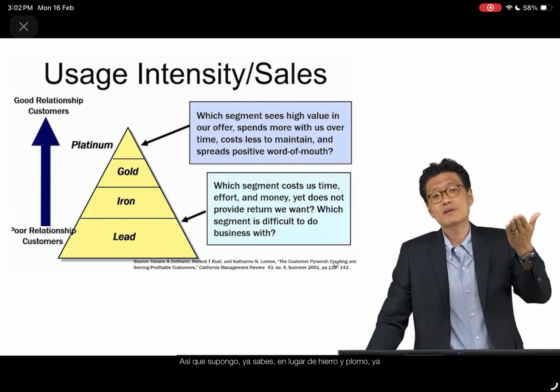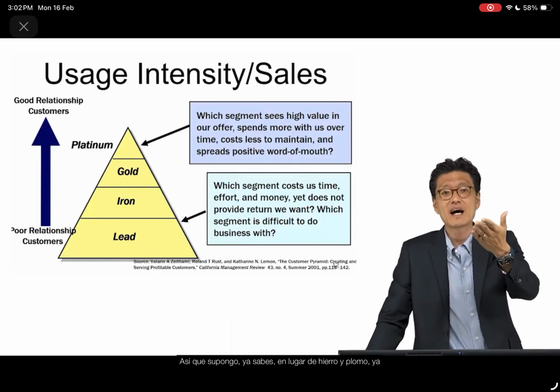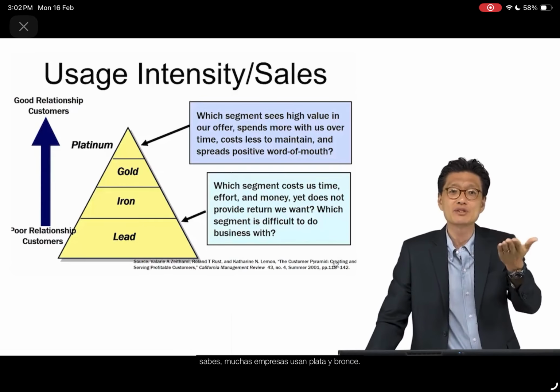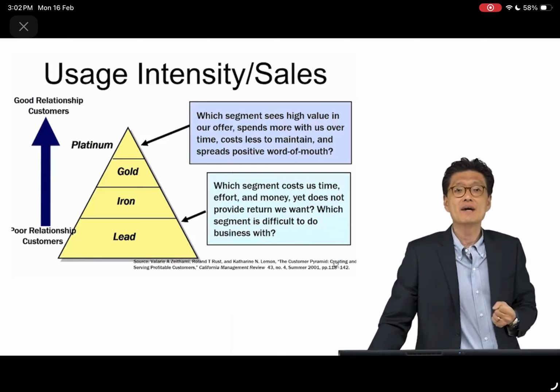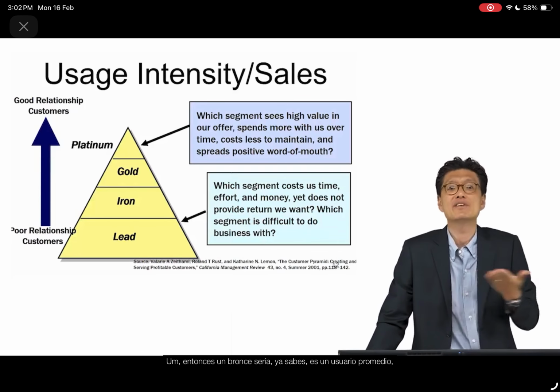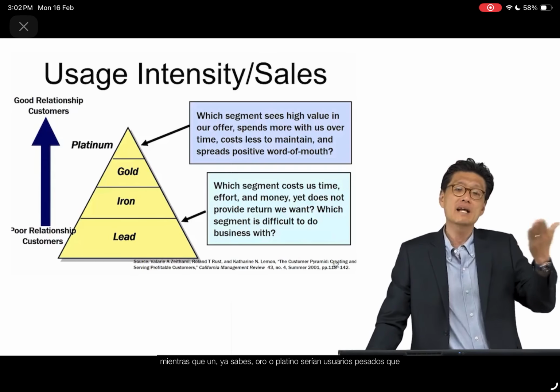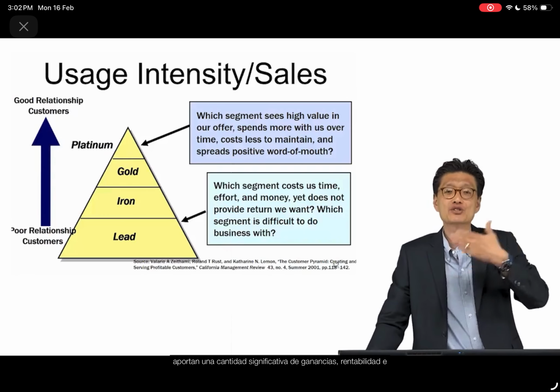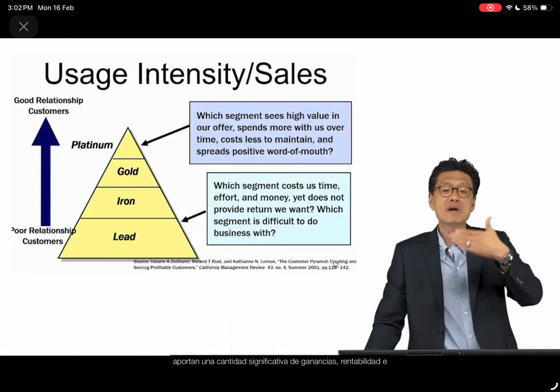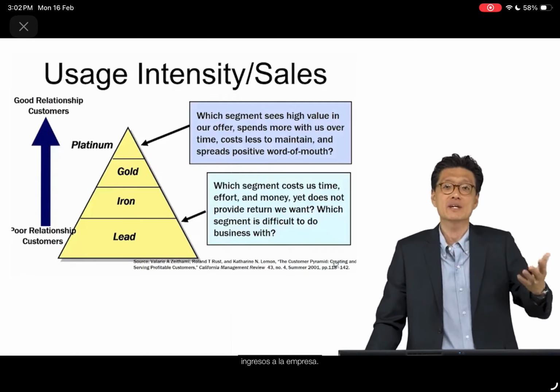So I guess instead of iron and lead, a lot of companies use silver and bronze. A bronze would be an average user, whereas a gold or platinum would be heavy users that contribute a significant amount of profitability and revenue to the company.